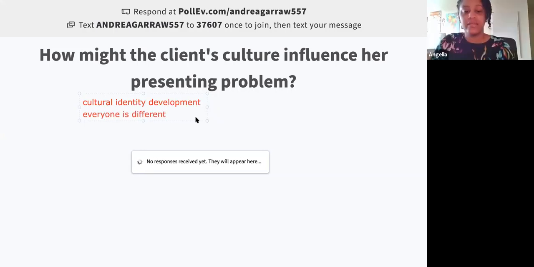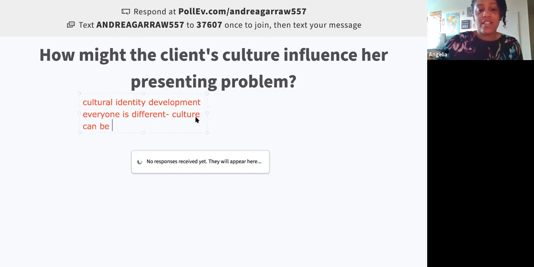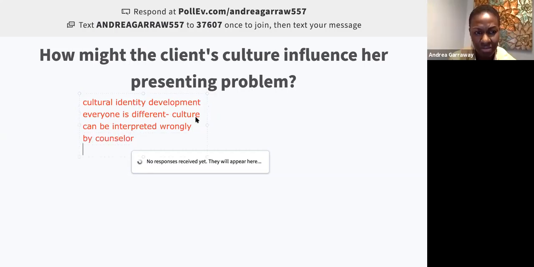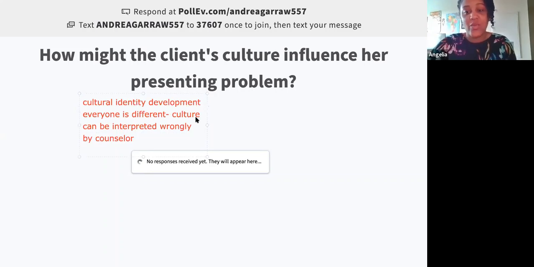Absolutely. That's good. Everyone is different and culture can be interpreted wrongly by the counselor. That's definitely where we want to make sure that as counselors, we are practicing cultural humility. As much as we may study about cultures and research them, the client is definitely the expert on how that manifests for them.